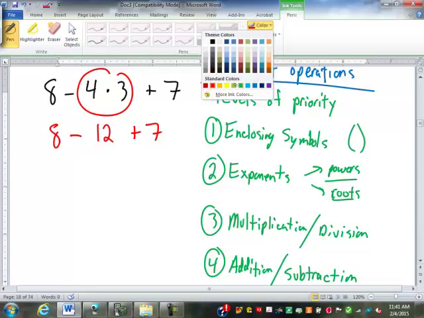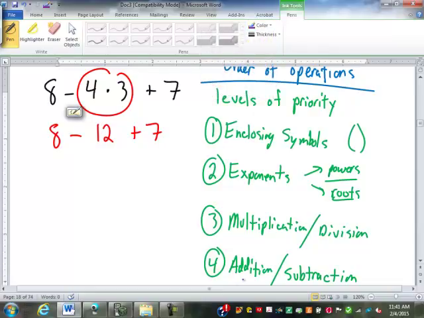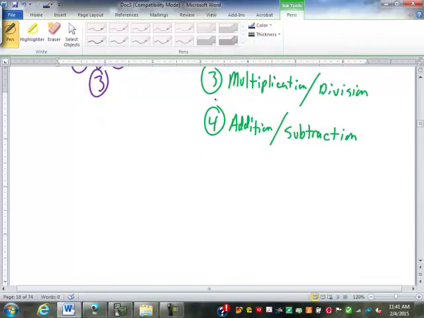Now there's nothing else in this problem that's multiplication or division, so we can go down to the lowest level of priority, addition and subtraction. That's all that's left. Well, there's an addition and a subtraction, and of course, when there's more than one item at the same level of priority, we work left to right, just like reading a book. So 8 minus 12 is a negative 4. And then negative 4 plus 7 is 3. Let's look at something a little more difficult than that.